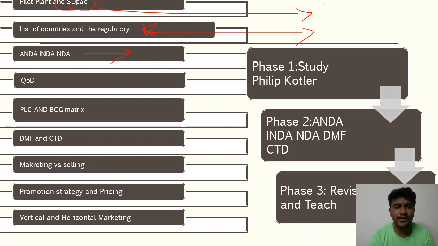Next up we have QbD. In QbD we have QTPP, CQA, CMA, CPP. These are the different terminologies that you need to know, and the definitions will suffice. Nothing beyond that would appear in the exam.